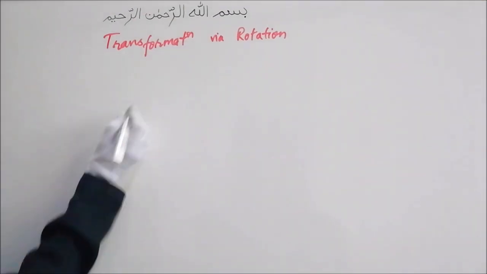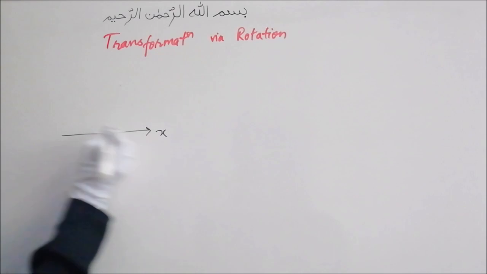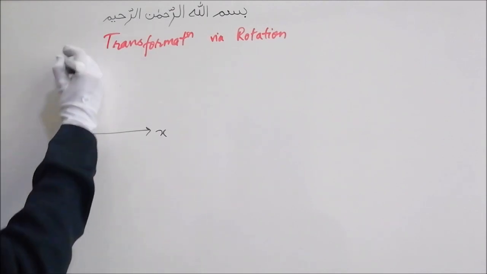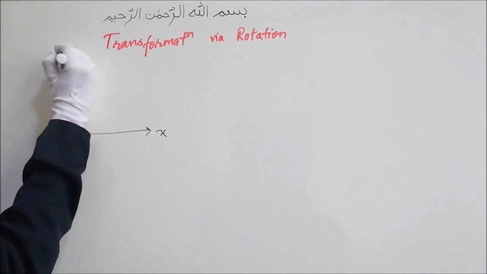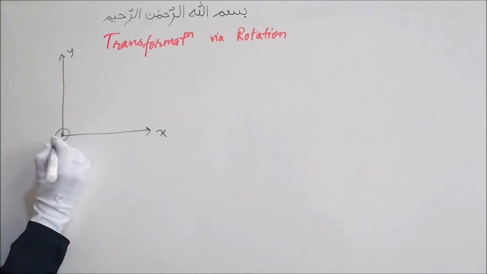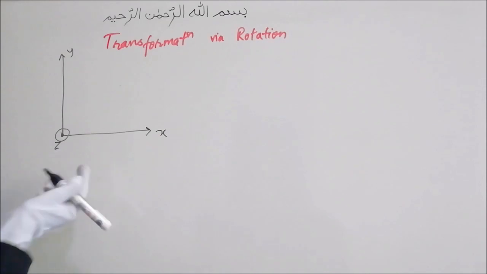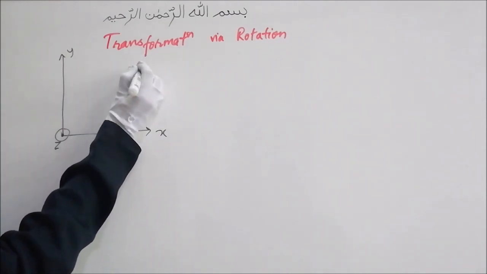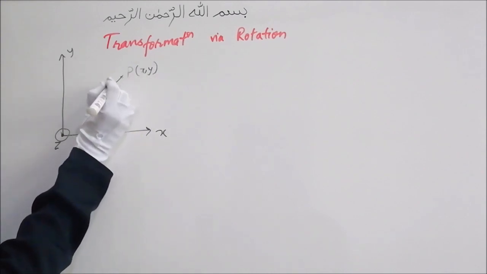So now let's consider the x-axis, y-axis, okay it's not straight, and the z-axis coming out of the plane of the board, and consider a point P here with coordinates x, y.